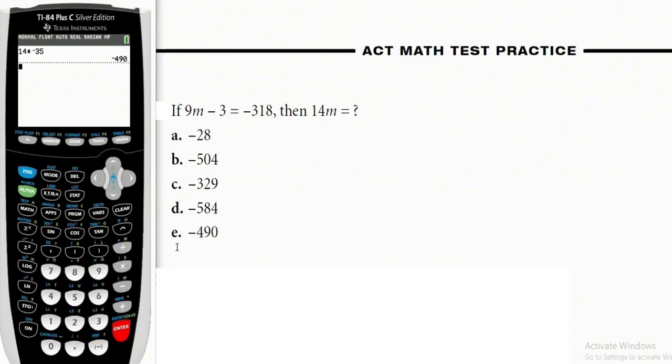Alright, so our answer is what? Option E. That's it for this video, guys. Don't forget to reset the calculator once you're done. Just press second, this plus button, press 7, press 1, and press 2. Alright, so it will do it for you.